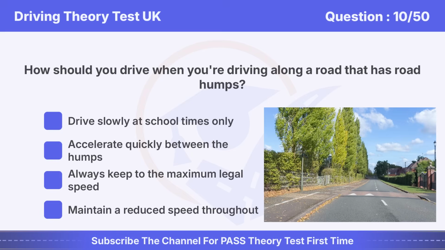Question 10. How should you drive when you're driving along a road that has road humps? Option A. Drive slowly at school times only. B. Accelerate quickly between the humps. C. Always keep to the maximum legal speed. D. Maintain a reduced speed throughout.